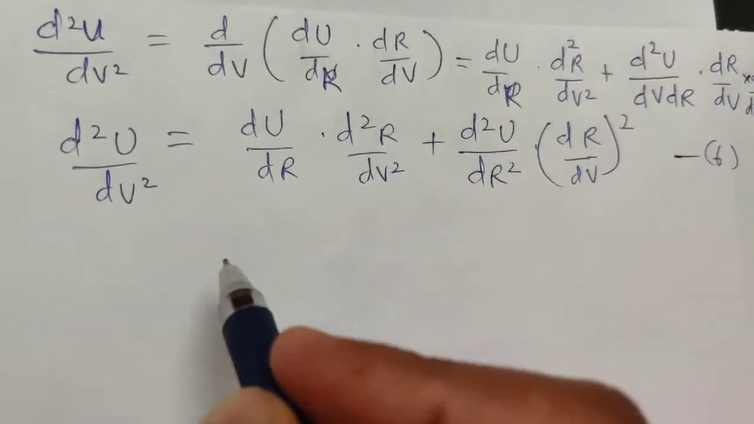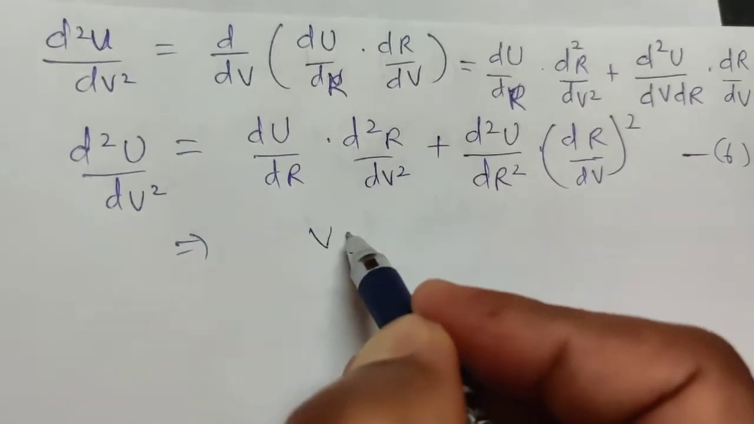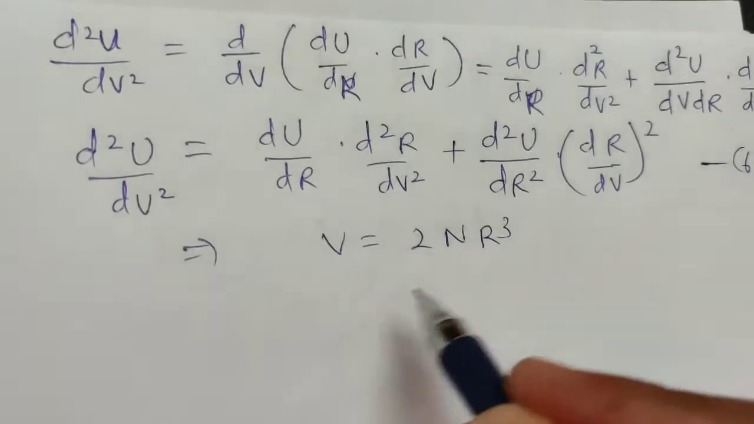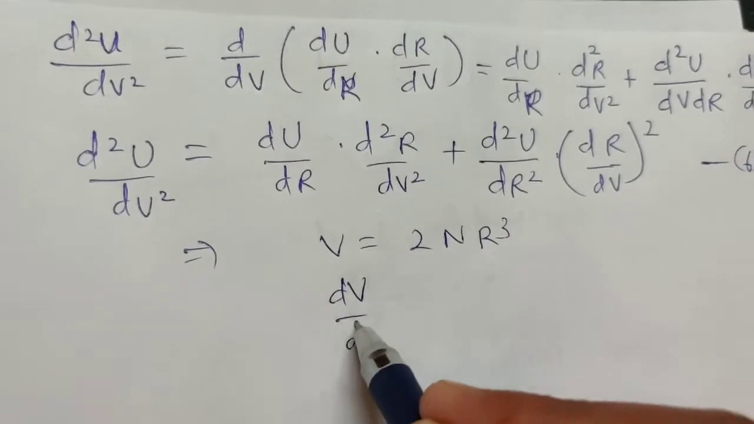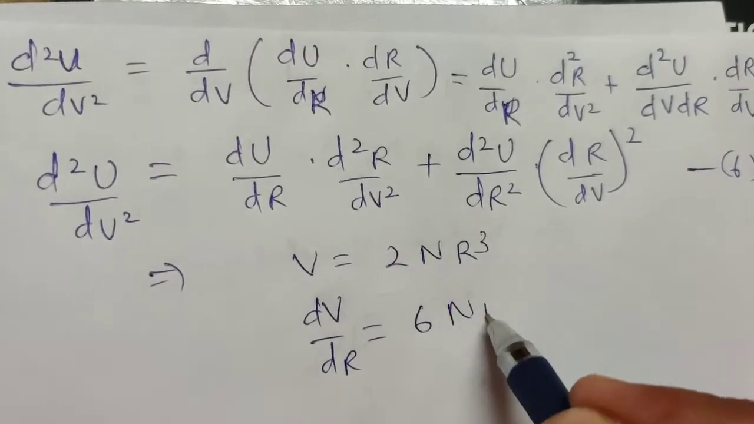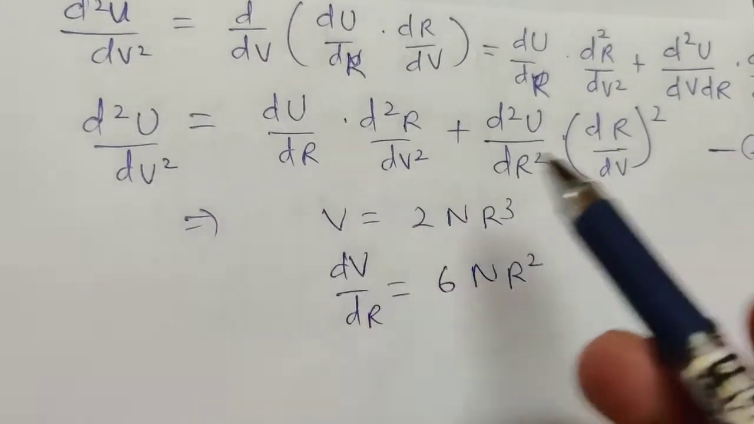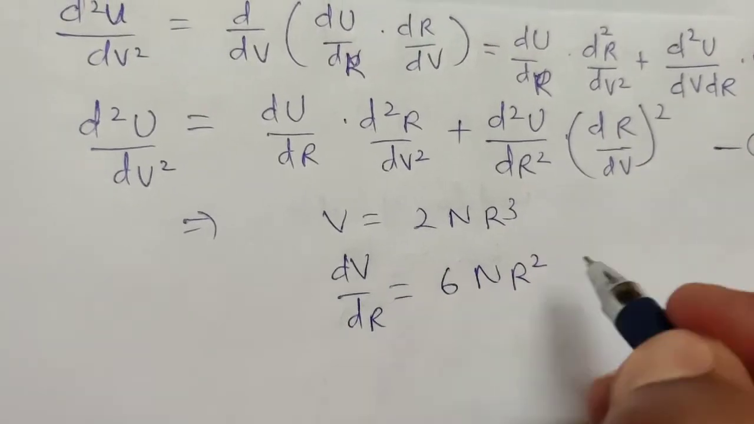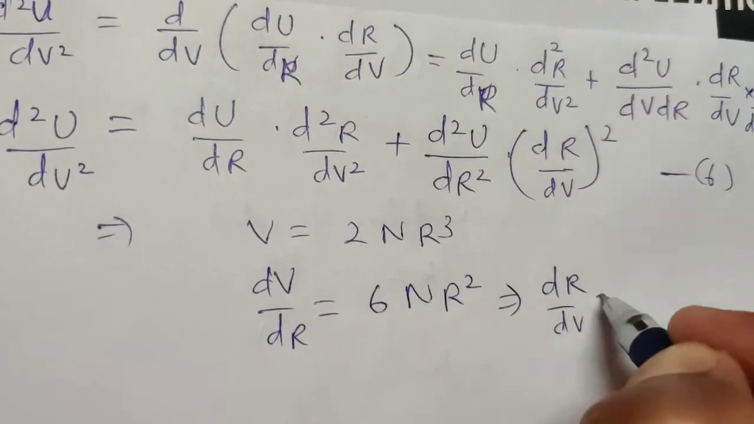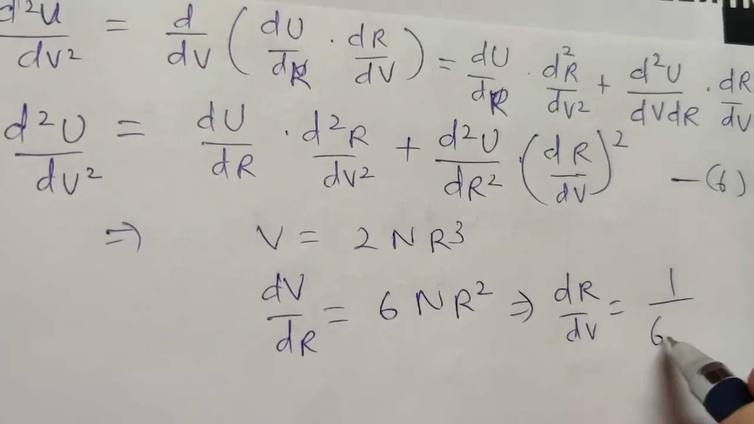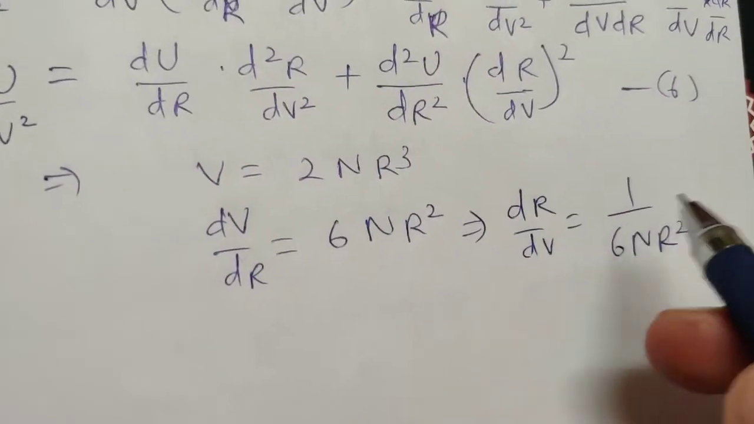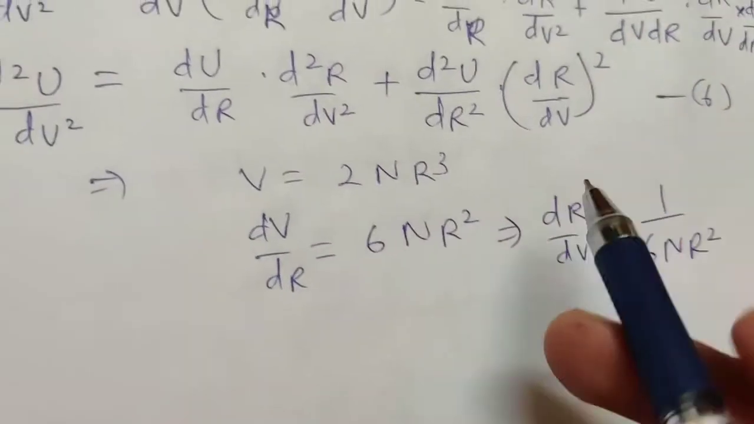So now, since I have calculated the volume of NaCl, this is 2nr cube. So differentiate this with respect to r. This will be 6nr square. Since I need dr upon dV, its reciprocal, dr upon dV, will be 1 upon 6nr square. So now I have this value.